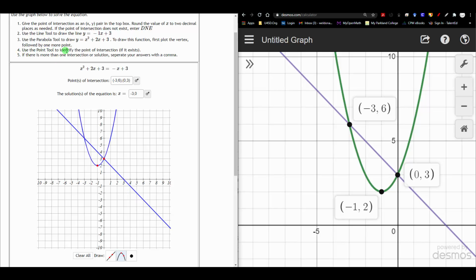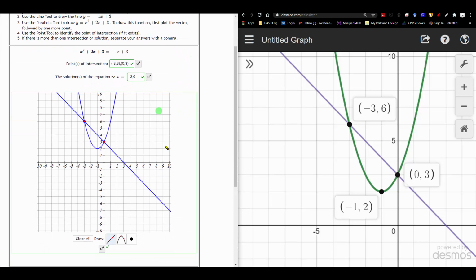And it says in part 4, use the point tool to identify the points of intersection if it exists. All right, so we do have 2 points of intersection. So I'm going to select the point tool, and I'm going to click once, click twice, and now I have identified my points of intersection on the graph. Okay, so there we go. That completes the problem. And so if you click submit, and it should grade them for you. It should give you nice green check marks as long as you followed the instructions carefully.